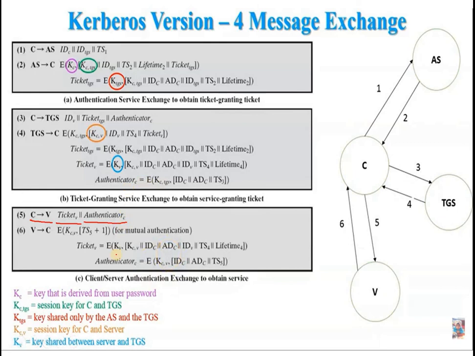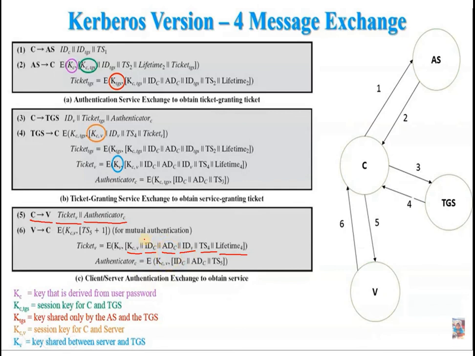So what is there in the ticket V? Already we know. It contains the session key of client and server, identification of server, identification of the client, network address of the client, identification of server, timestamp 4 and lifetime 4.